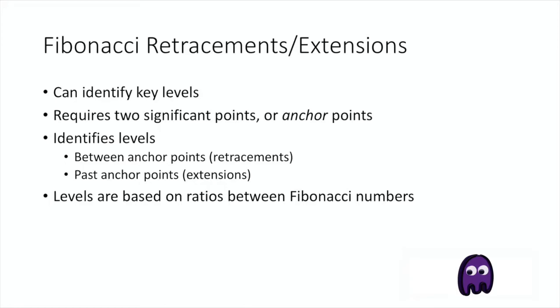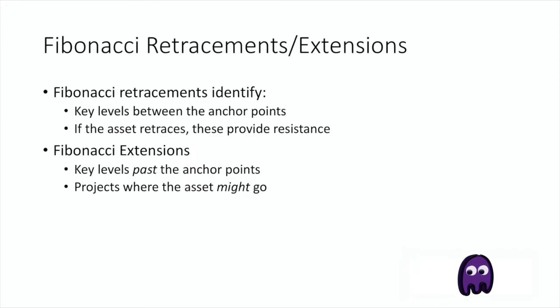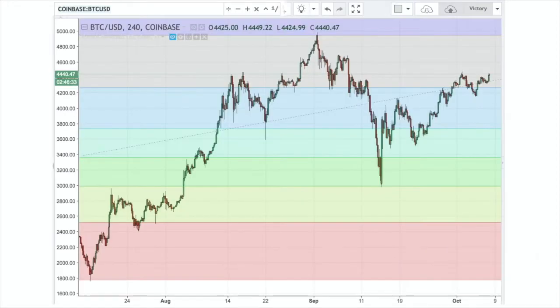Levels are based on ratios between Fibonacci numbers. Fibonacci retracements can identify key levels between anchor points. If the asset retraces, these provide resistance. Fibonacci extensions can look past the anchor points and project where we might go if we see a breakout. For example, consider Bitcoin. If we anchor at the top here and down below at 1800, we have very strict adherence to these Fibonacci retracements.